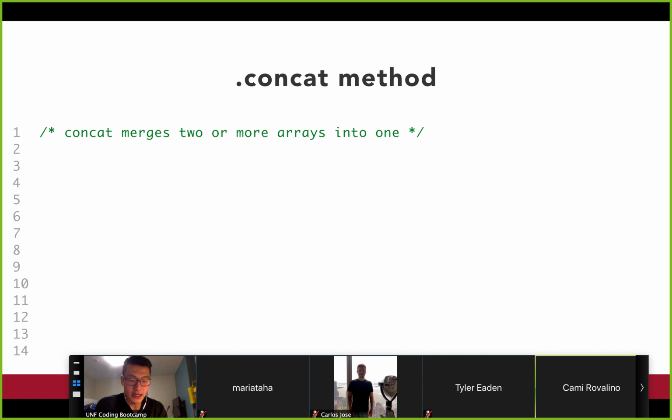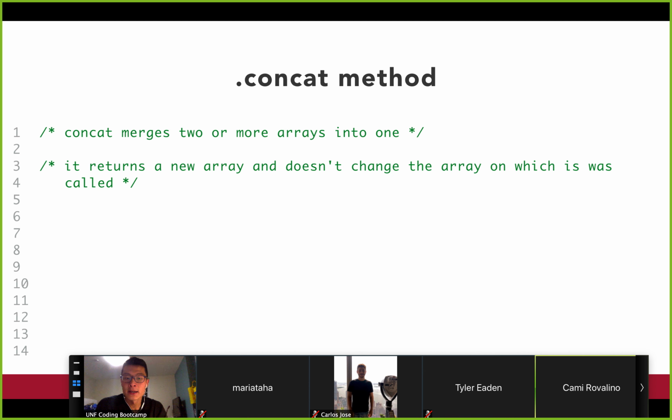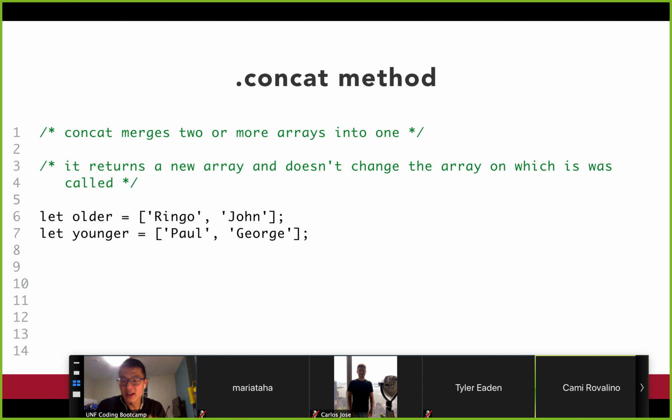This is what I got confused with. This is the .concat method, and this is the one that actually allows us to join 2 or more arrays into one array. It joins them by returning a brand new array, so it doesn't change the original array. So here, I have an array called older, and an array called younger, and each has 2 items.